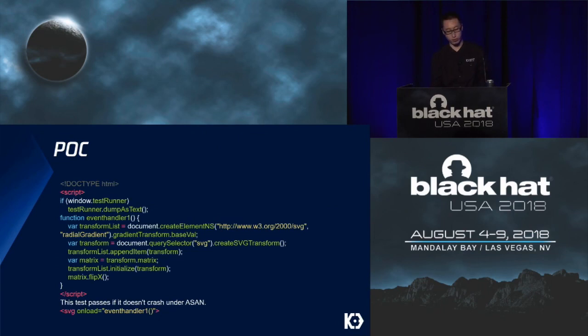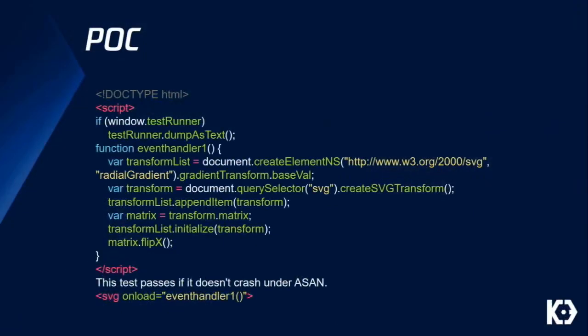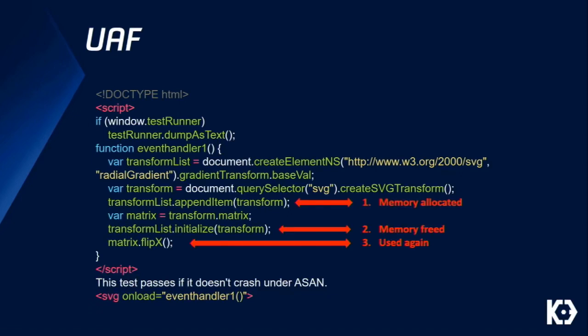This is the proof of concept. It has been public for many years. You may need to test it under ASAN to trigger a crash. So from the code, we can see it is actually a classic UAF vulnerability related to the transform list element. To exploit it, we need to figure out when the memory buffer is allocated and freed, and what the memory buffer is used for.